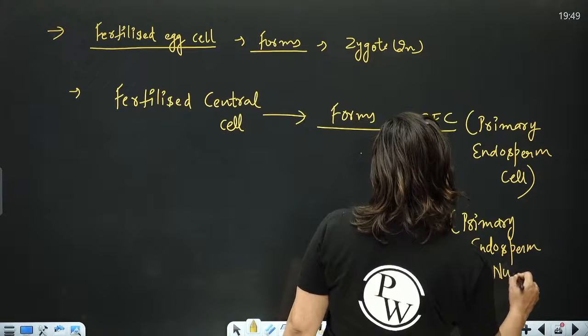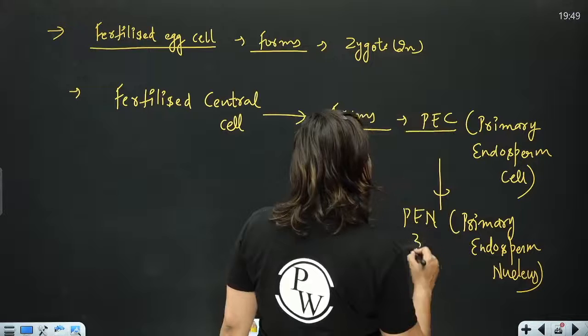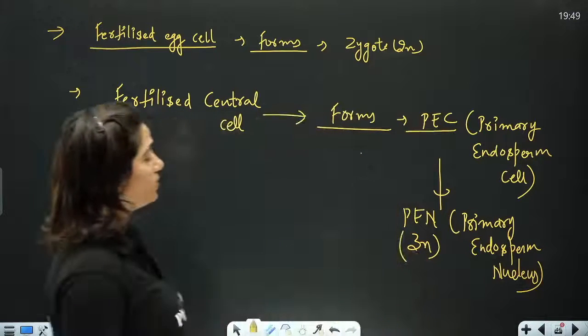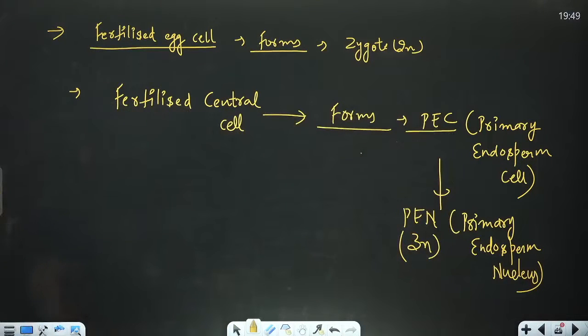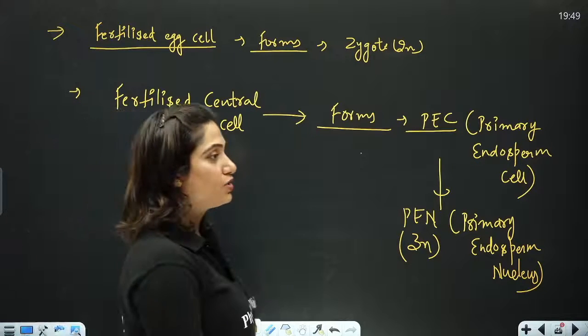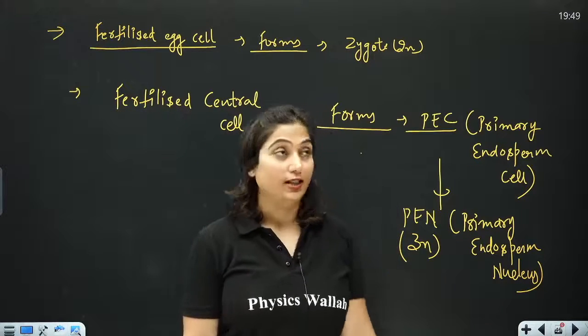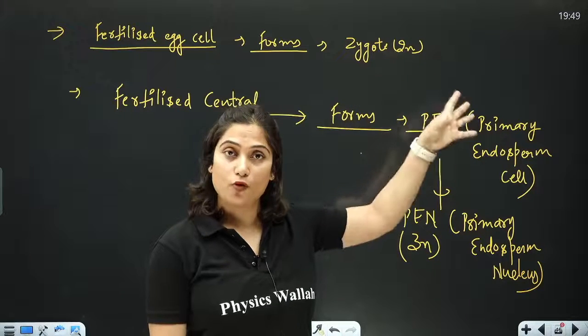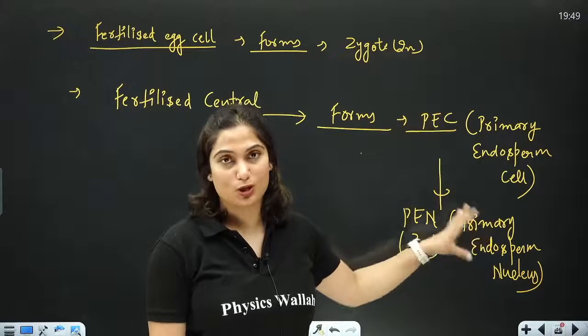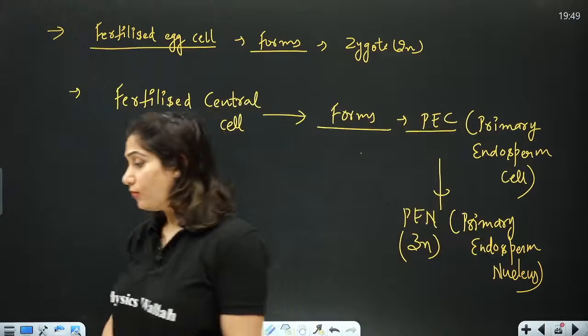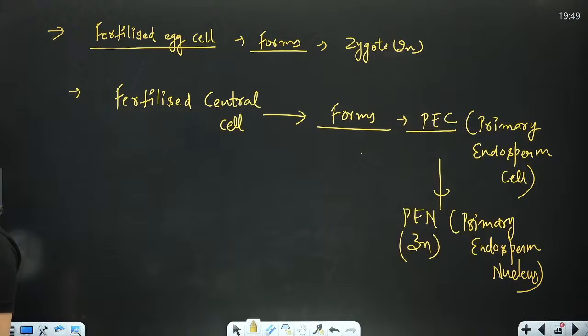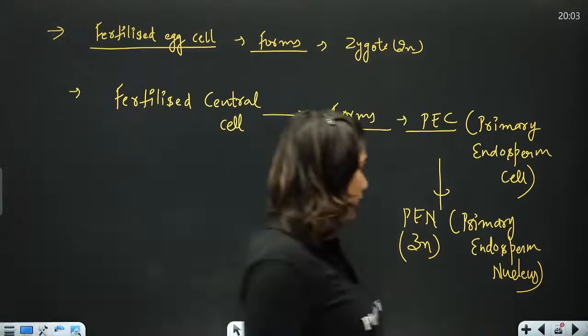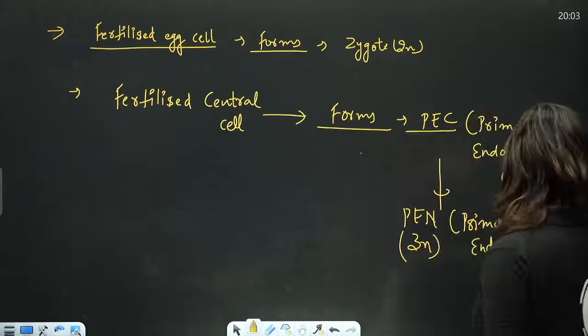And this primary endosperm nucleus is a triploid nucleus, 3N, because it was a result of triple fusion. Okay, so ultimately we have PEC, primary endosperm cell, and we have zygote. Now what we have to see is post-fertilization development, that is how embryo is formed from zygote and how endosperm is formed from PEC. So I hope up till now everything is clear to you. So now let's move on to the post-fertilization development.